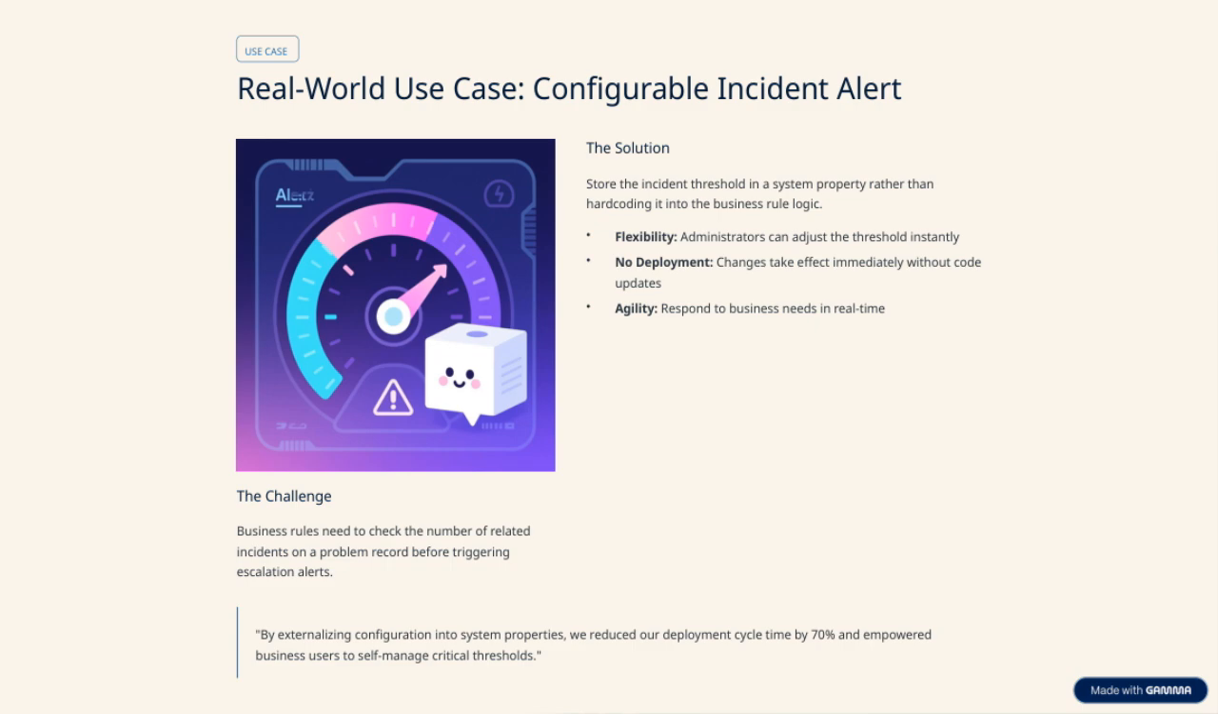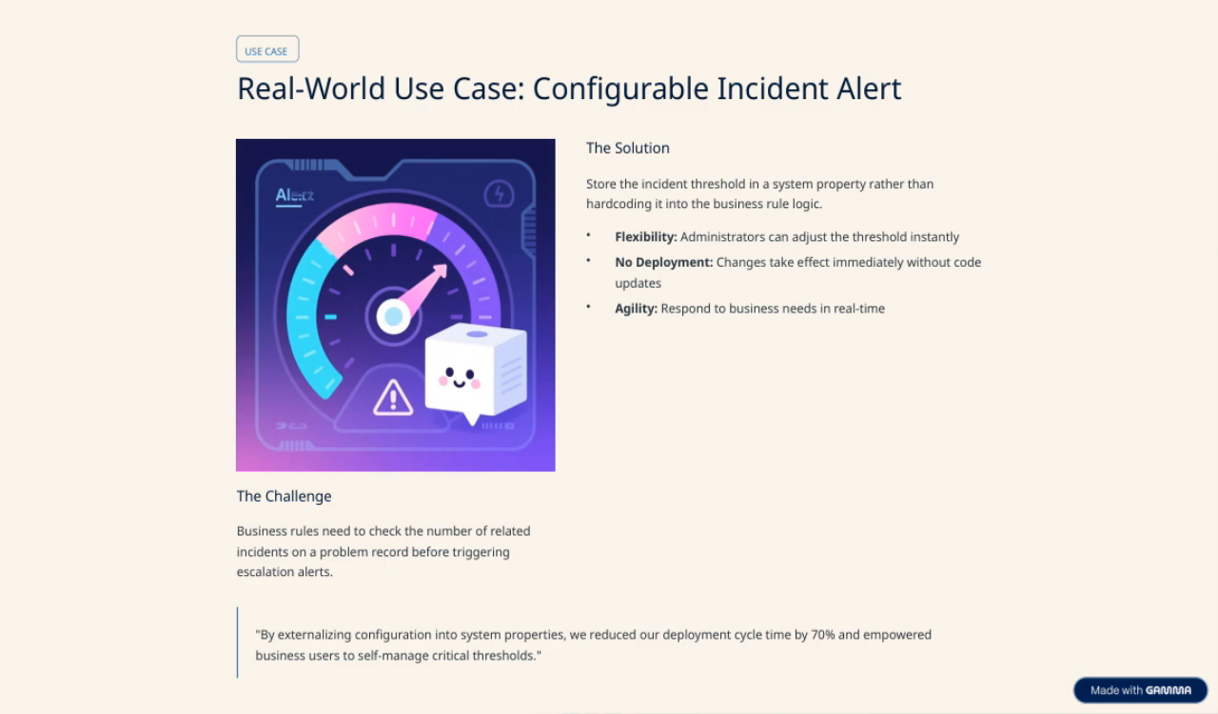Because these changes take effect immediately without requiring code updates, we eliminate delays caused by traditional deployment processes. Administrators now have the flexibility to adjust thresholds on the fly, making our system more adaptable and responsive. Instead of hard-coding incident thresholds into the business logic, which can be rigid, we store these values in system properties. This way, they become configurable and easier to manage.